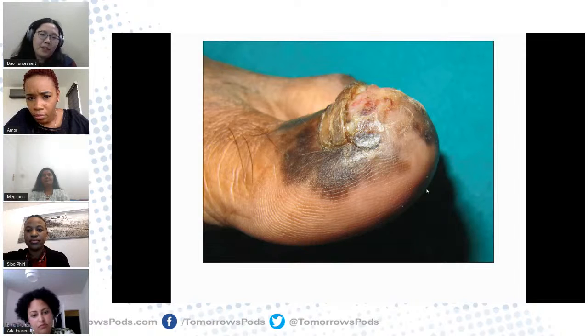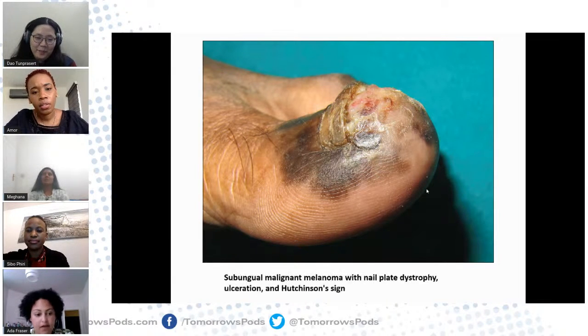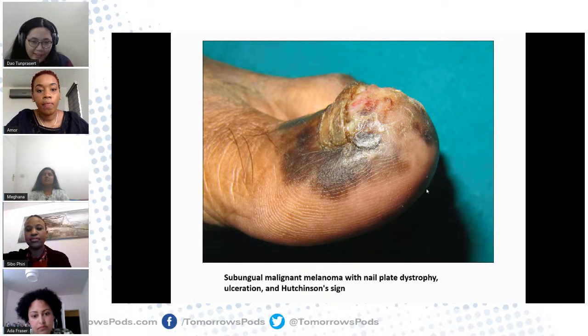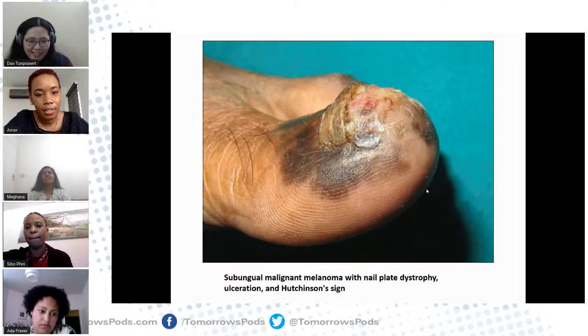Yeah. Okay. And I think we have one last example here, which is subungual malignant melanoma. I mean, what do you think of this example? It's quite obvious that it's malignant, isn't it? You can tell by the image that, yeah, it's definitely not benign.